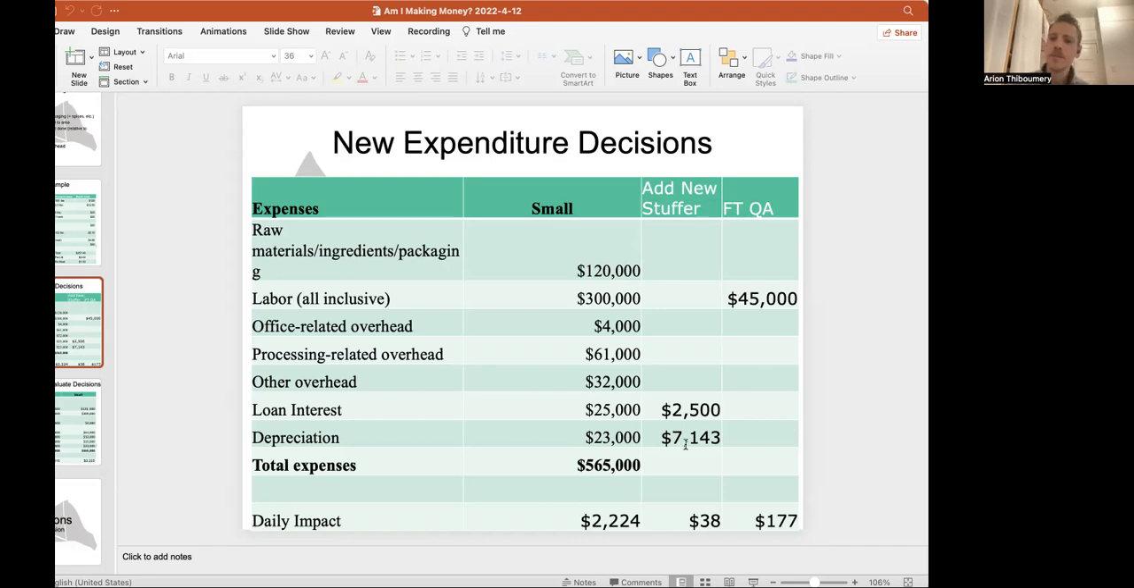So in this case of this new stuffer, the loan interest on it is $2,500, and the depreciation expense on the item is $7,143. And somebody can double check my math if they want to, but if you divide that by 254, you should get $38 per day. And so if you use it 5 days a week, all year long, you only need to make $38 in additional revenue to break even on that expenditure.